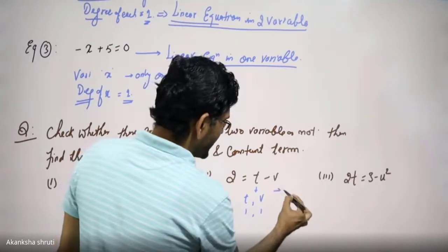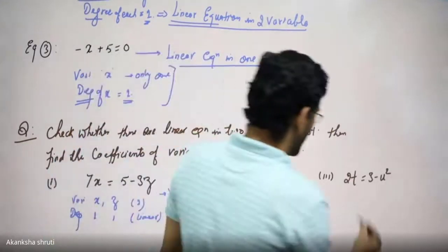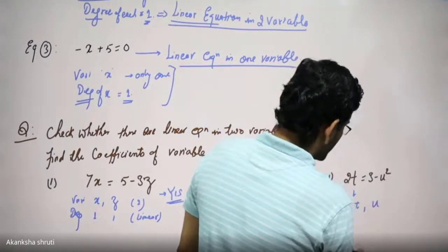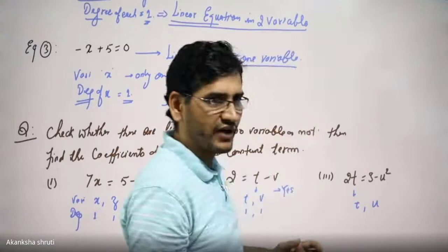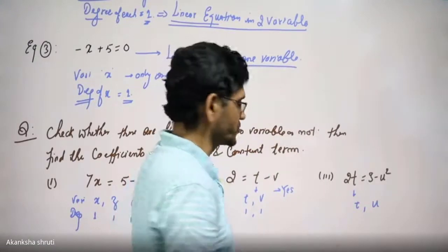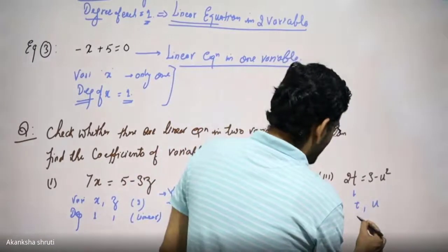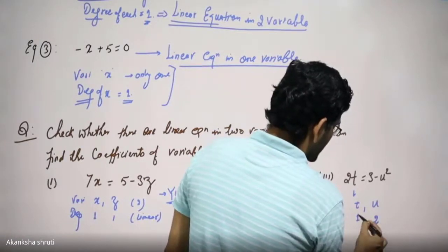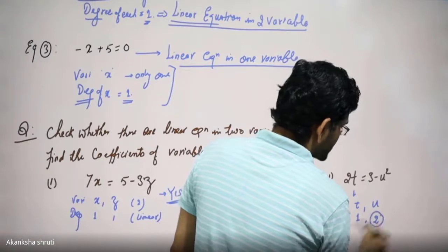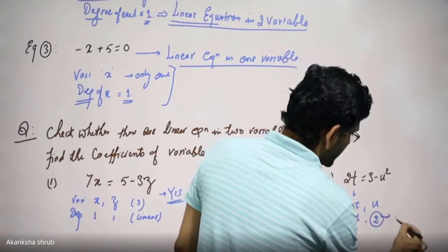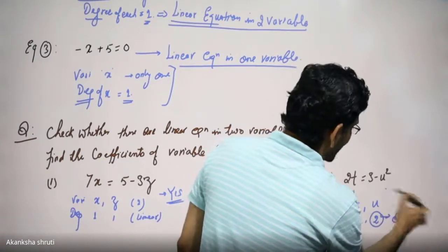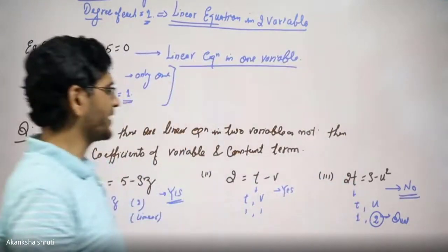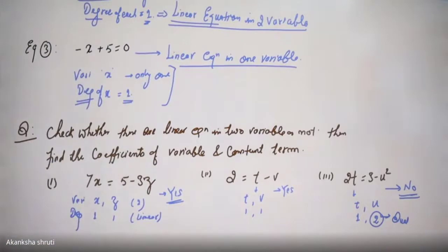Students, coming to this one, here we have the variable t, another u. It need not always be x and y. It can be any two. Here t has the power 1, but u has the power 2. Students, because of these two, it is quadratic. So the answer is no. This way, we can quickly identify whether it is a linear equation in two variables or not.